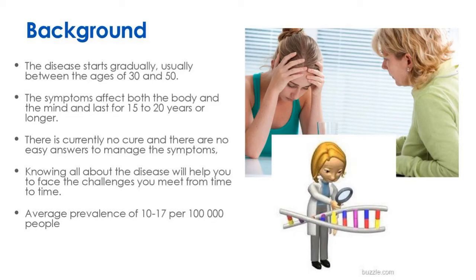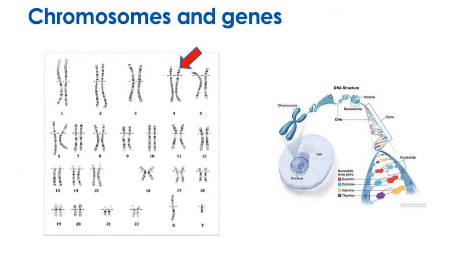Just having a look, I'm not sure exactly how many people are affected with Huntington's in the country. I don't know if we have that kind of data, but the average prevalence in different populations around the world is around about 10 to 17 people affected per 100,000.